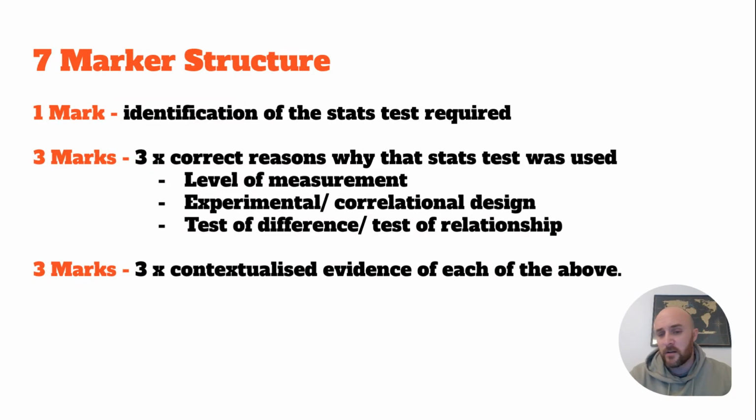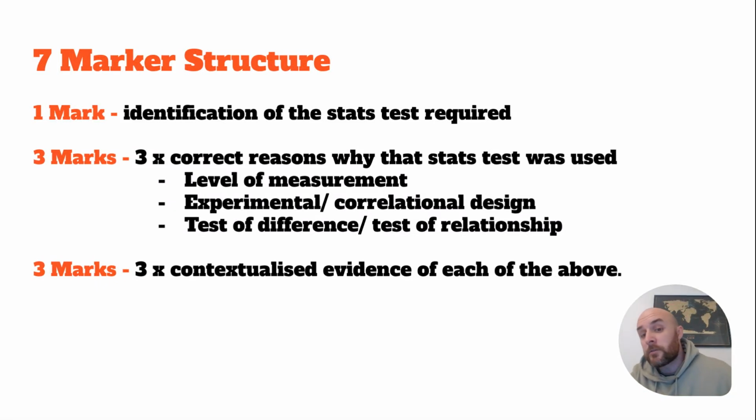And students always ask, like, if I get the wrong stats test, say it's a sign test, but it was actually chi-squared, and you say the wrong one, can you still get the remaining 6 marks? Yes, you can still get the remaining 6 marks. So you can actually get 6 marks out of the 7 that are available, even if you get the wrong stats test. So 1 mark for the identification of the stats test.